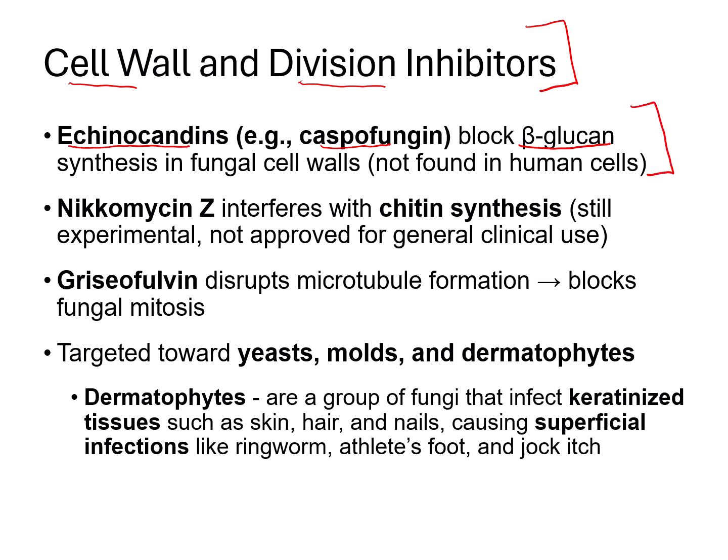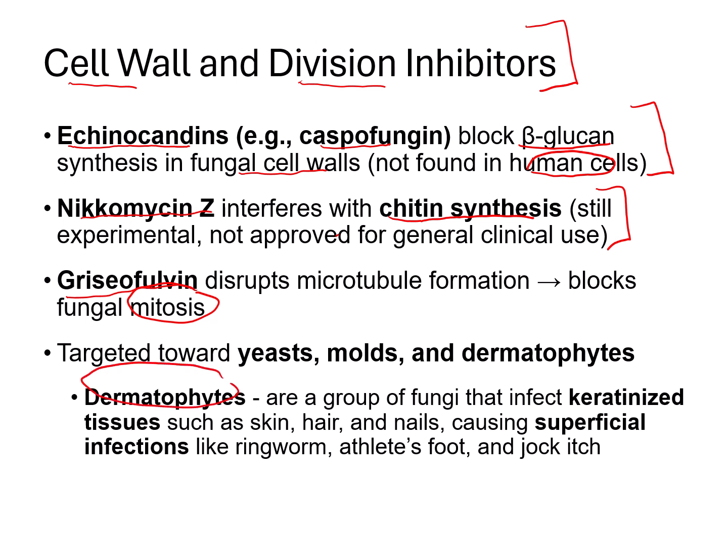So this is a component of fungal cell walls, and we do not have cell walls, so we don't have beta-glucan. Nikkomycin Z interferes with, again, the cell wall, chitin synthesis in fungi, but it's still experimental and not FDA approved. Griseofulvin acts on microtubules that are involved in mitosis or cell division in fungi, and we use this to treat dermatophyte infections like ringworm or athlete's foot.